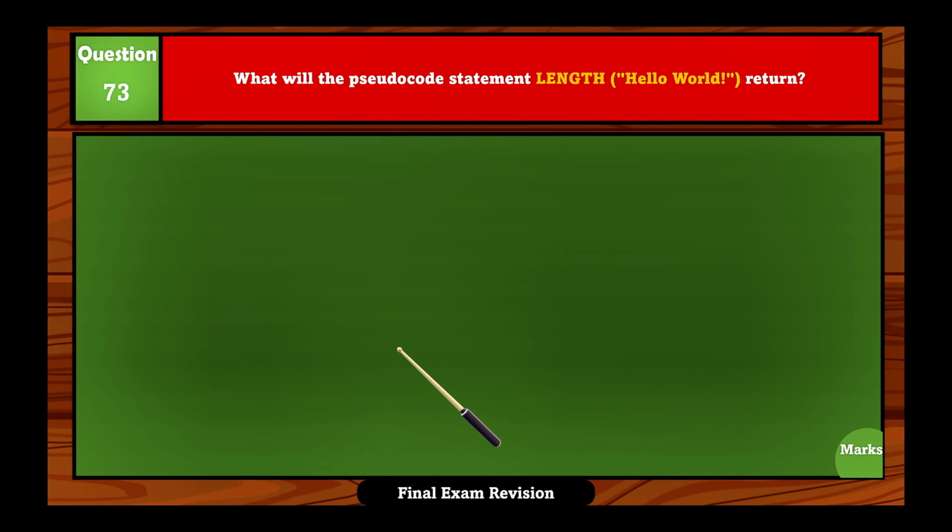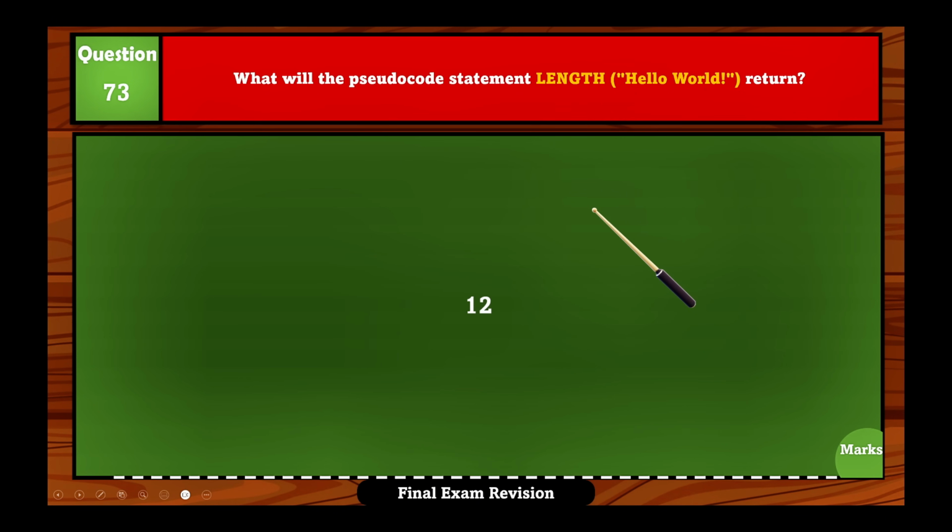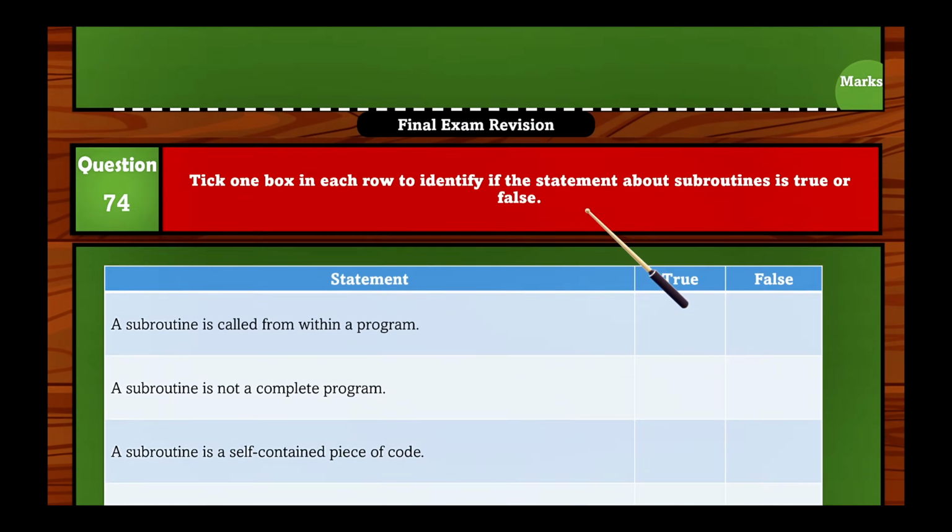Okay. Question 73. What will be the output of the pseudocode statement length of "Hello world"? So we know it's using the length function and it should return the length. So what is the length of this word? Let's count 1, 2, 3, 4, 5, 6, 7, 8, 9, 10, 11, 12. So this word count is what? 12. Okay. Why 12? Because we also need to count the space. So let's see what is the output. Yeah, it's 12. So the length is 12 for this function.